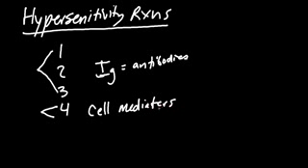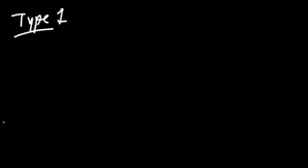I'll explain what that means later. Mediators, that's not even a word. Cell-mediated. So let's cover these 4 types. We're going to start with type 1 to begin. Type 1 hypersensitivity. So what is type 1 hypersensitivity? Well, it's going to be antibody mediated.